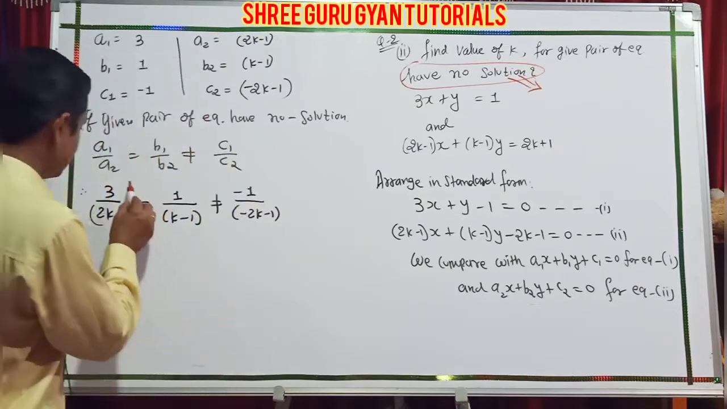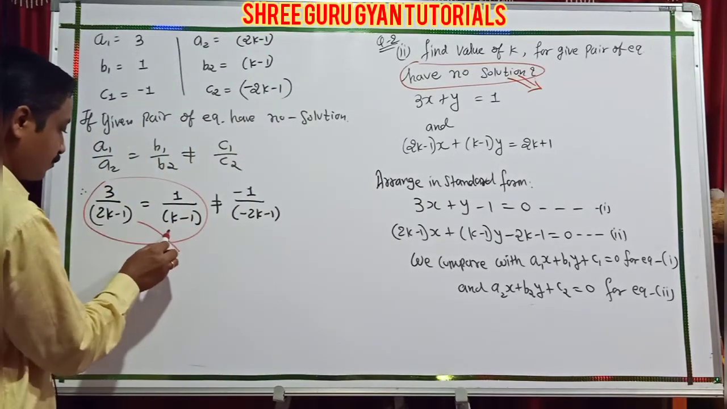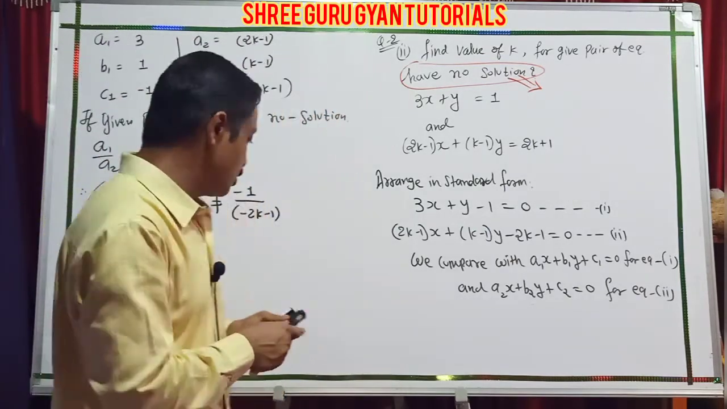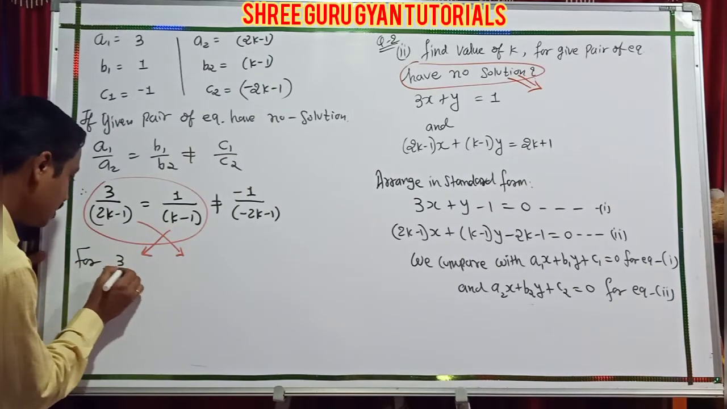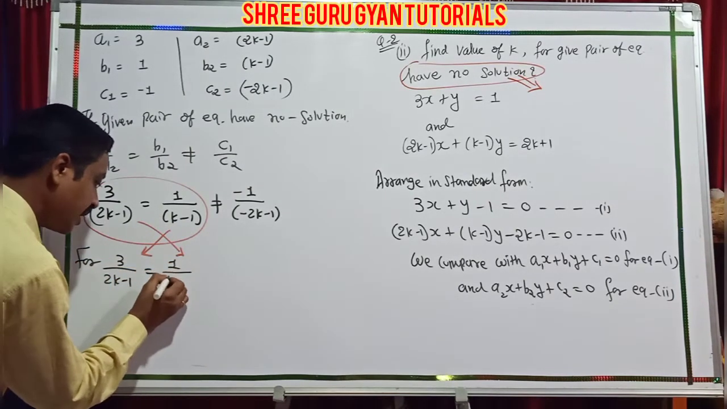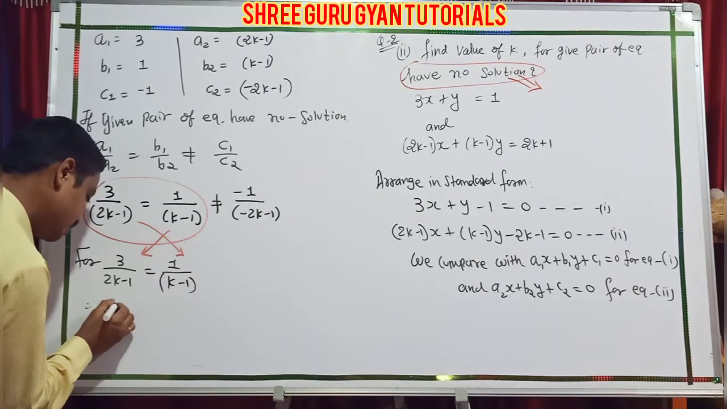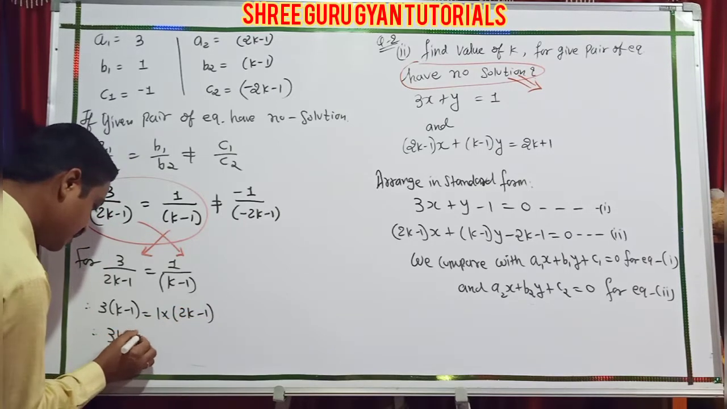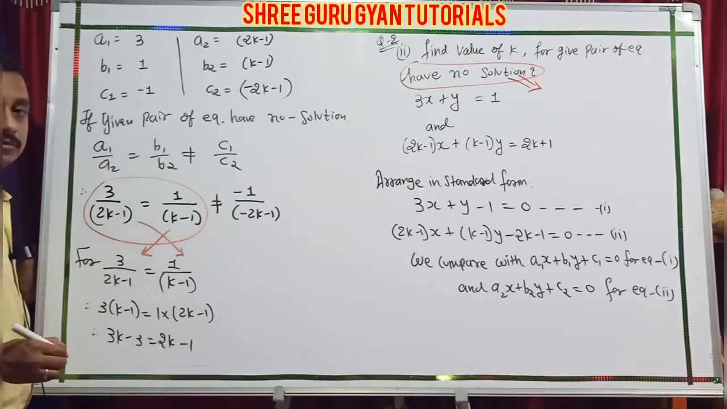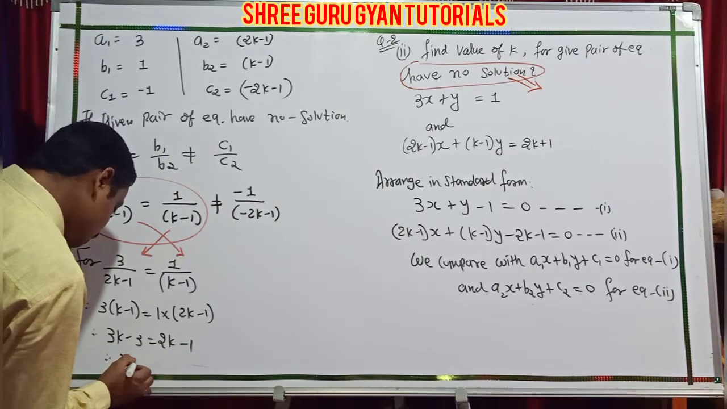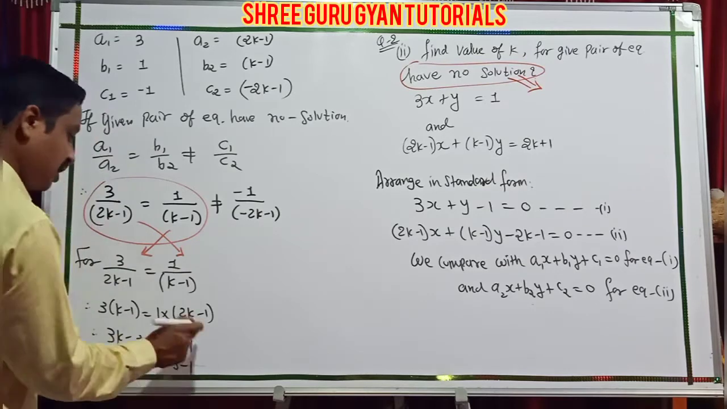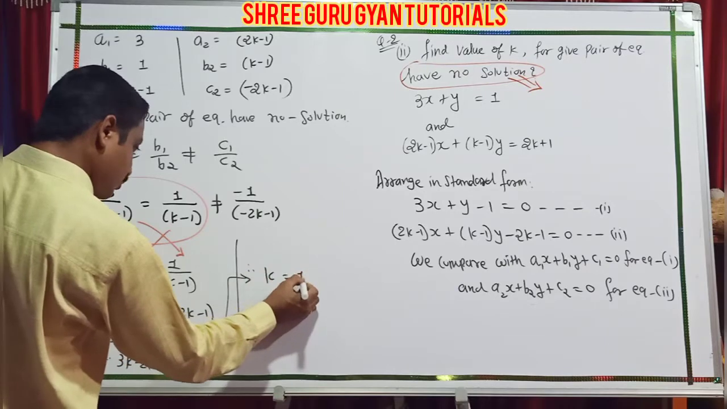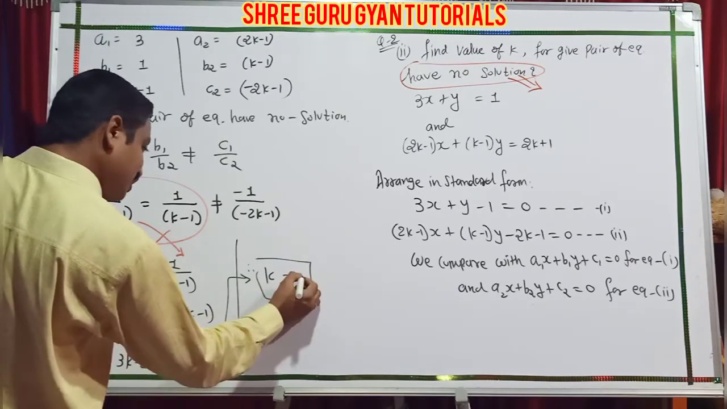So here, students, you go pairwise. First I compare just these first two. So what do you get? 3 by 2k minus 1 is equal to 1 by k minus 1, and apply cross multiplication. So you get 3k minus 3 equals 2k minus 1. It means 3k minus 2k is equal to 3 minus 1. So finally k is equal to 2.